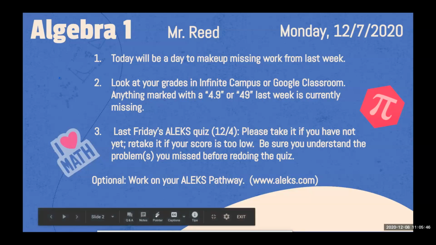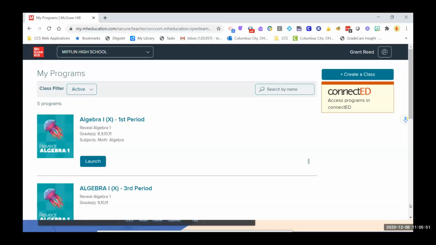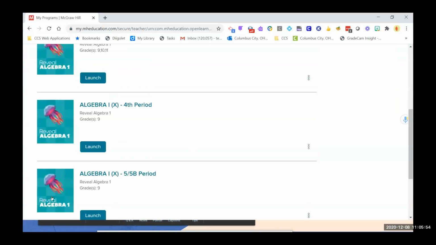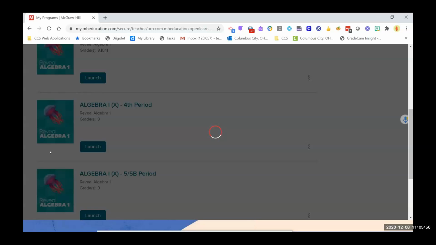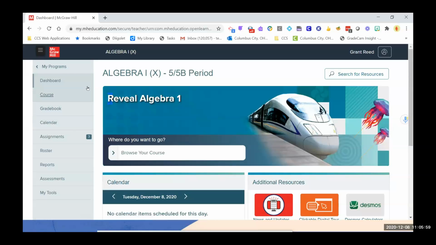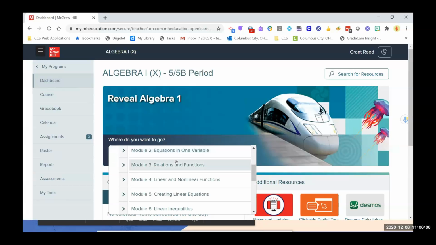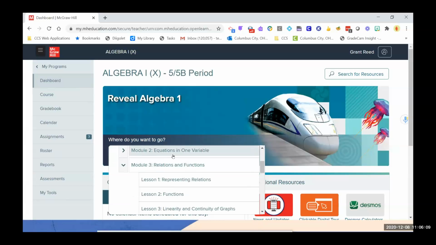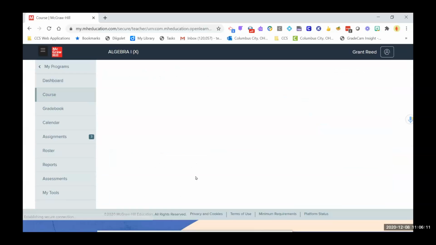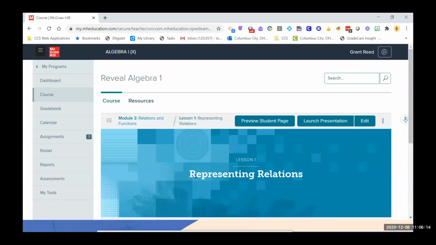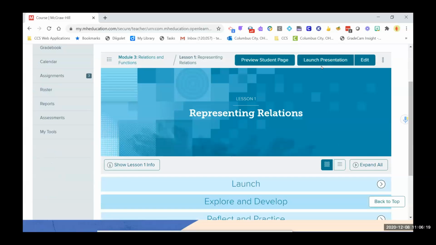Let's switch over to our textbook. Remember, our textbook is the McGraw-Hill textbook that we can get to through Clever. I'm trying to get there real quick. So if you choose to log in, or if at some later point, just a reminder, we're in module 3 now. This is the first day we've started that, and so we're on lesson 1 of module 3. I'm just going to go ahead and click this launch presentation.